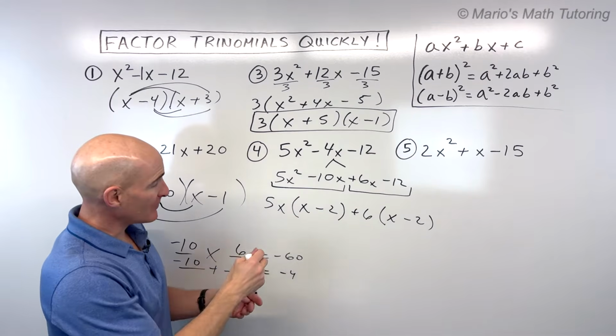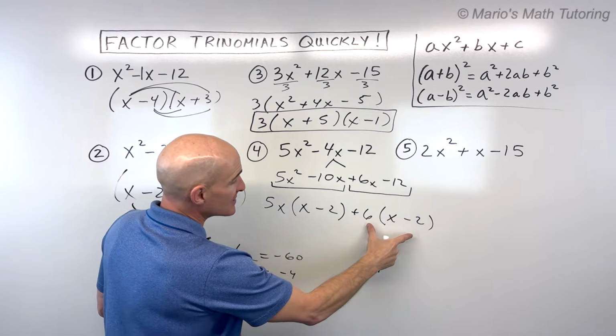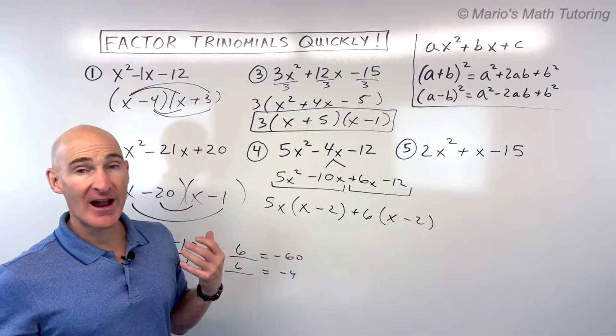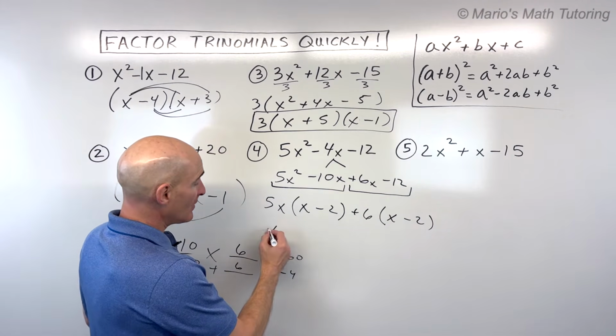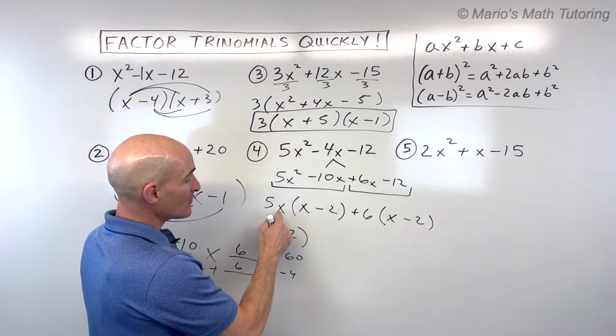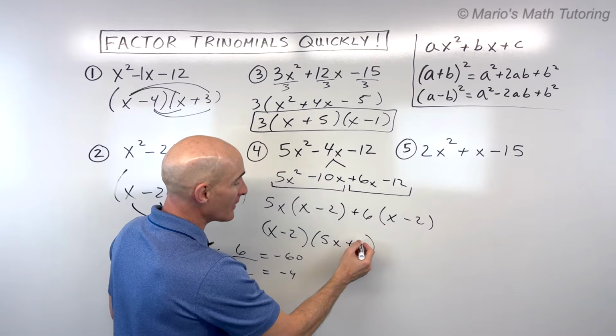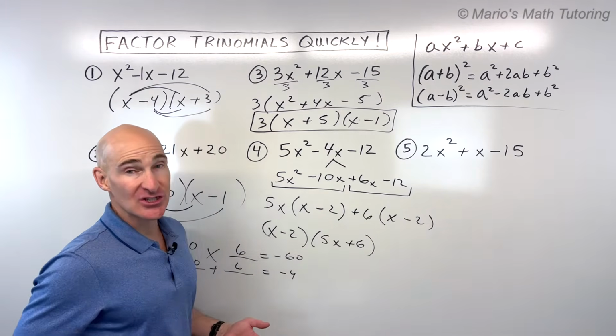And then notice that in this first group here and this second group here, they both have an x minus 2. So if we factor out, or divide out, x minus 2, we're going to be left with these coefficients here, 5x plus 6. Now you might be saying, Mario, what happened to the other x minus 2?